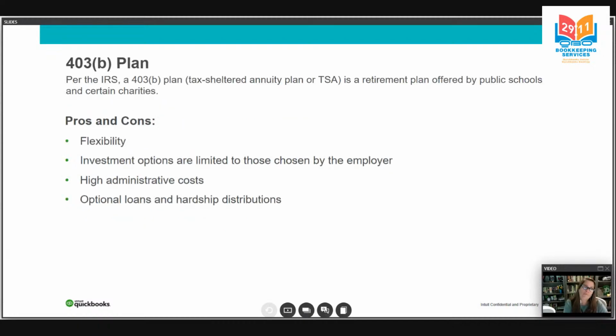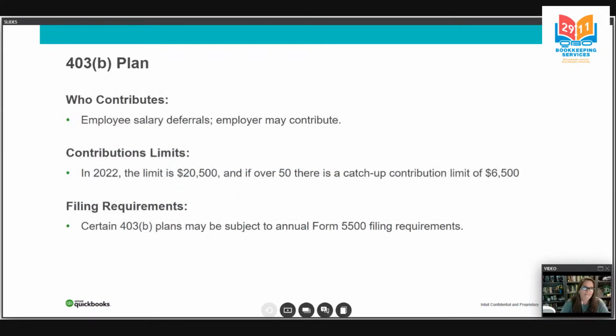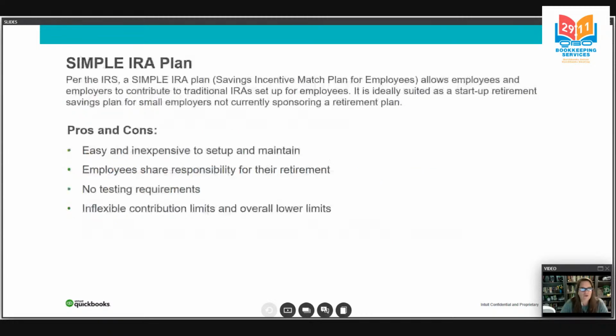There is a 403b plan. This is a tax-sheltered annuity plan, and it is a retirement plan offered by public schools and certain charities. So there's pros and cons. I'm not a big nonprofit, so I can't speak to this one at all. But the employee contributes, and the employer may match up to a certain percentage. Same limits as a 401k, and the same filing requirements. They require that Form 5500.